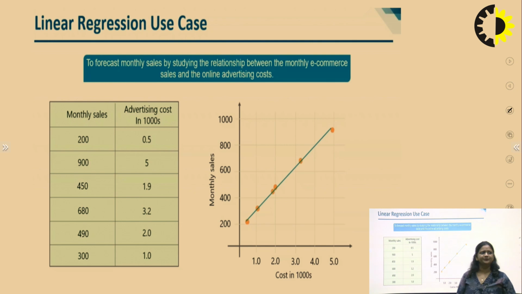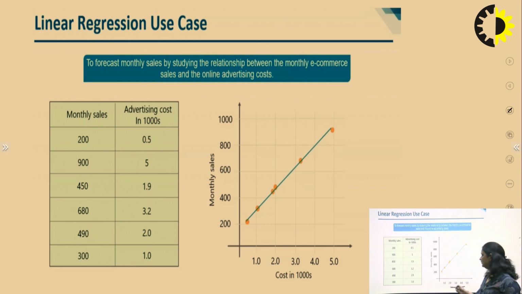So this is a linear regression use case. For example, as we have already understood, this graph shows a linear relationship. In the linear regression case, we have to find a best fit line that covers all the data points, all the predicted values on this linear relationship.